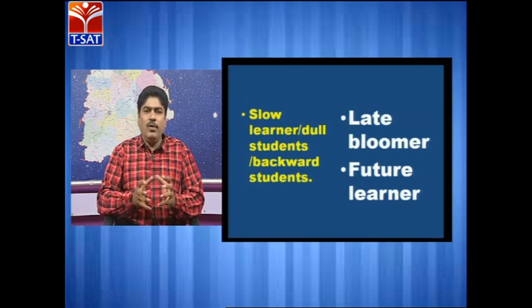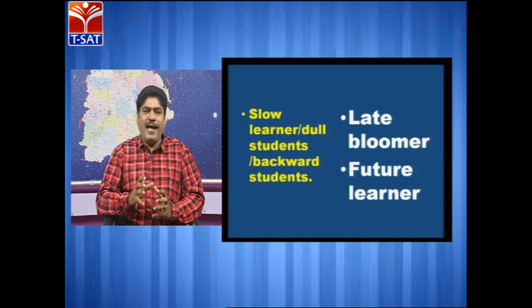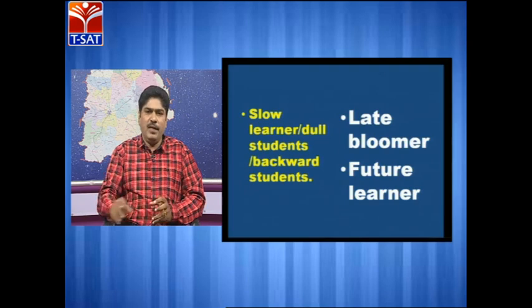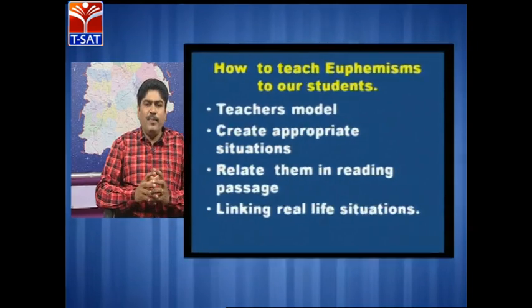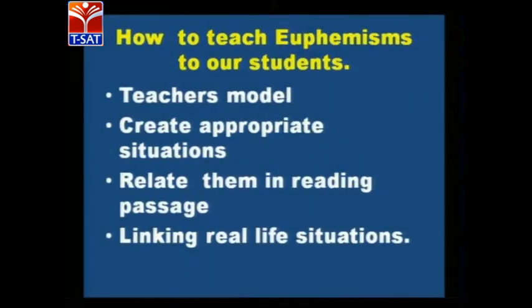That is why don't use these words, dear student teachers. Slow learners, dull students, backward students should always be referred to as future learners or late bloomers. And then a very important thing, how to teach euphemisms, or figures of speech, to our students. That is why your model is very important, dear student teachers. Your way of dealing with children is very important in the classroom.